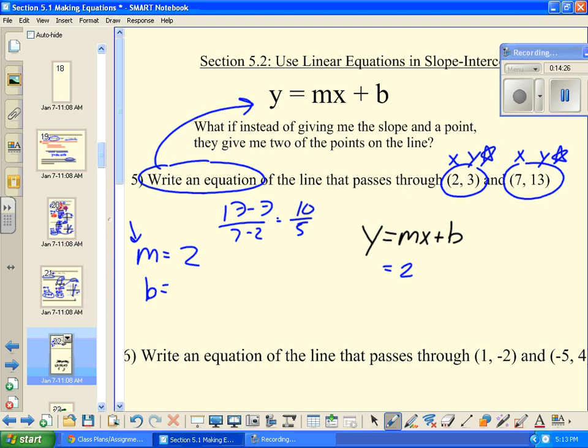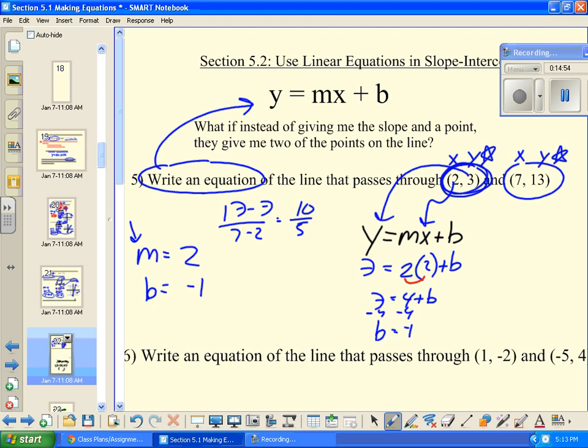So in this case, let's say we choose 2 and 3. 2 is the x coordinate, so I'm going to plug that in for x. 3 is the y coordinate, I'm going to plug that in for y. So I'm going to say 3 equals 2 times 2 plus b. Then I'm going to take 2 times 2, which is 4. 3 equals 4 plus b. Subtract 4 from both sides, and I'm going to find out that b should equal -1.